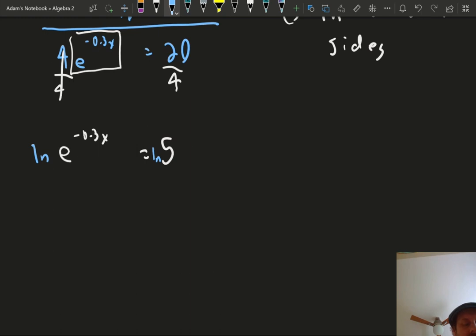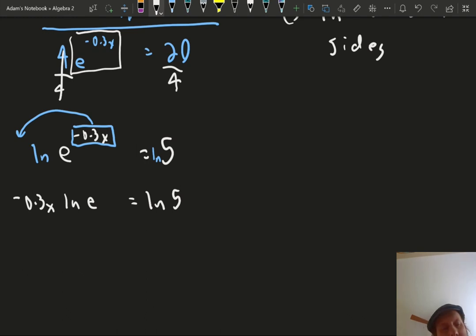Okay, so next, I'm going to use my properties of exponents, right? I have ln of e to the negative 0.3x equals ln of 5. And I'm going to take that power and put it right there in front. So that'll be negative 0.3x times ln of e equals ln of 5. Okay? Very good.